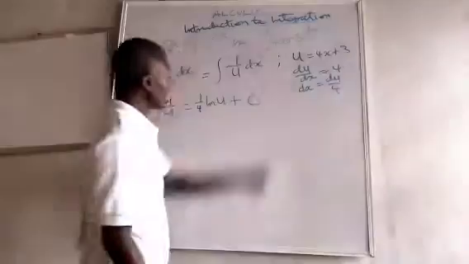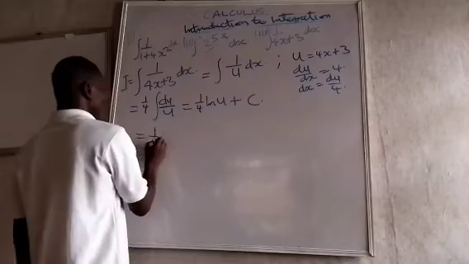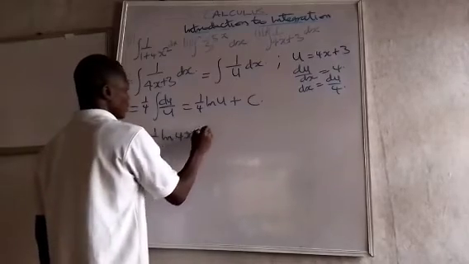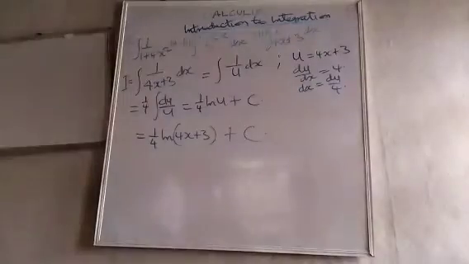And what is our u? Our u is 4x plus 3. So it's going to be 1 over 4 ln of 4x plus 3 plus c. So you can see, it's very easy and fun.